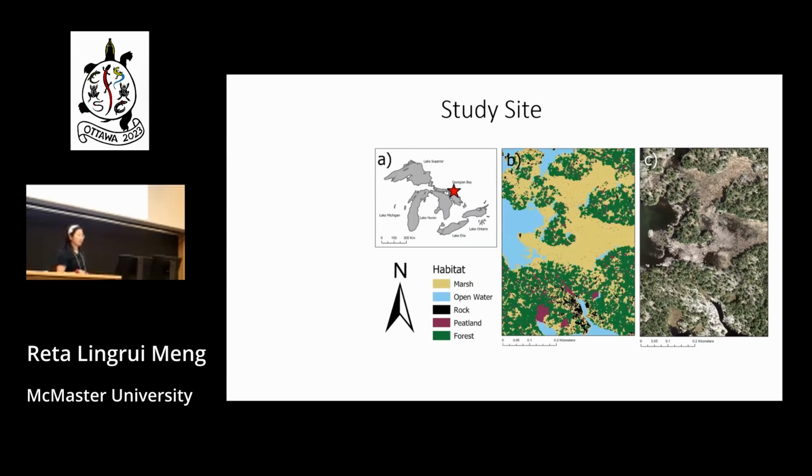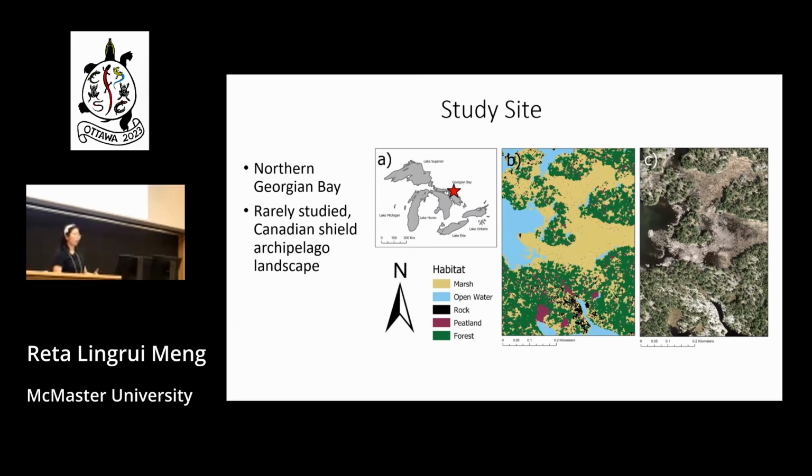Our study site is located in northern Georgian Bay, and it's relatively lower in human density compared to Southern Ontario and other parts of the United States. It's rarely studied, with a unique Canadian Shield geology that differs from much of the other areas in the Blandingii turtle range. Specifically, this study is located in an archipelago landscape with more than 500 small to medium-sized islands. That is very unique in terms of how Blandingii turtles can adapt to their landscape. And it's also located at almost the northern extent of the Blandingii turtle range.